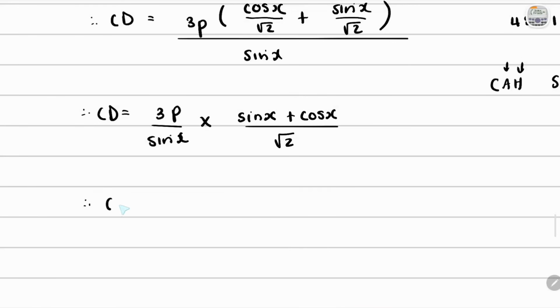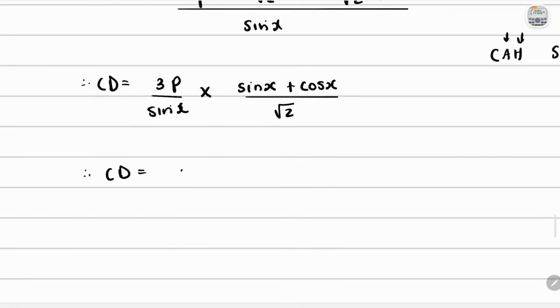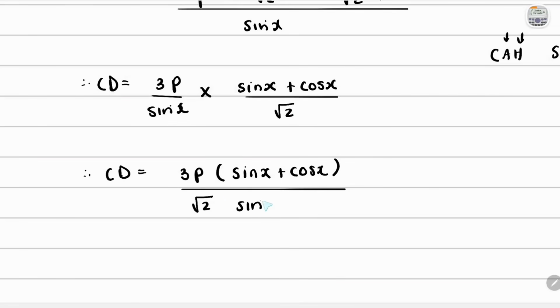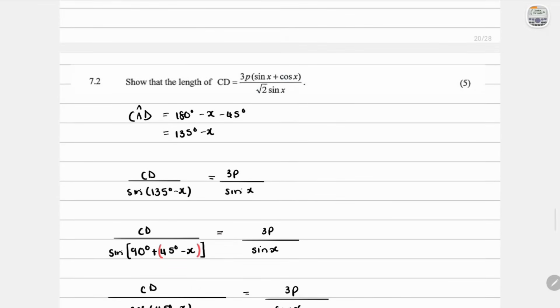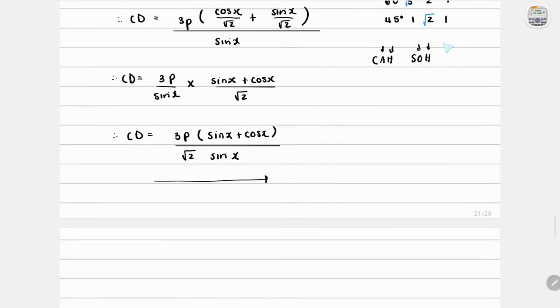And so therefore, CD is equal to, and we're multiplying 3p with something that has 2 terms in the numerator. So make sure to put brackets. So that's going to be times sine x plus cos x all over, and sine x times root 2 is root 2 sine x. And that is our answer, just as they have it as well. Okay, and that is it for 7.2.